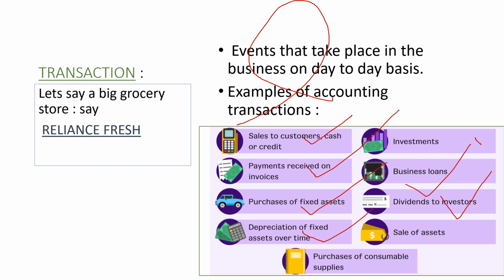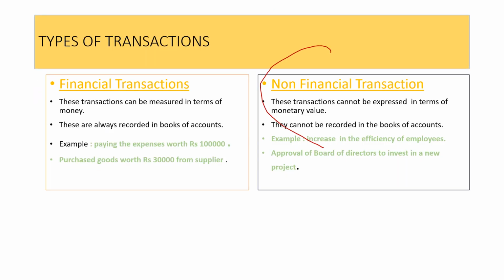Now let us move to the next thing. There are two types of transactions, financial and non-financial. Whenever we talk in accounting, we only talk of financial transactions, though both of them contribute to business growth and profitability, but still we consider only financial transactions, because they can be measured in terms of money and are always recorded in the books of accounts. Non-financial transactions cannot be measured in monetary terms. They do not have a monetary or financial character.